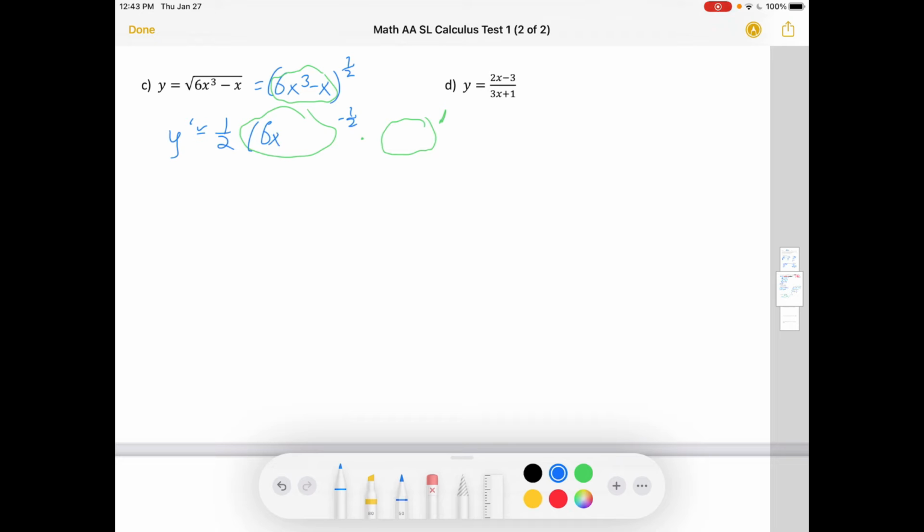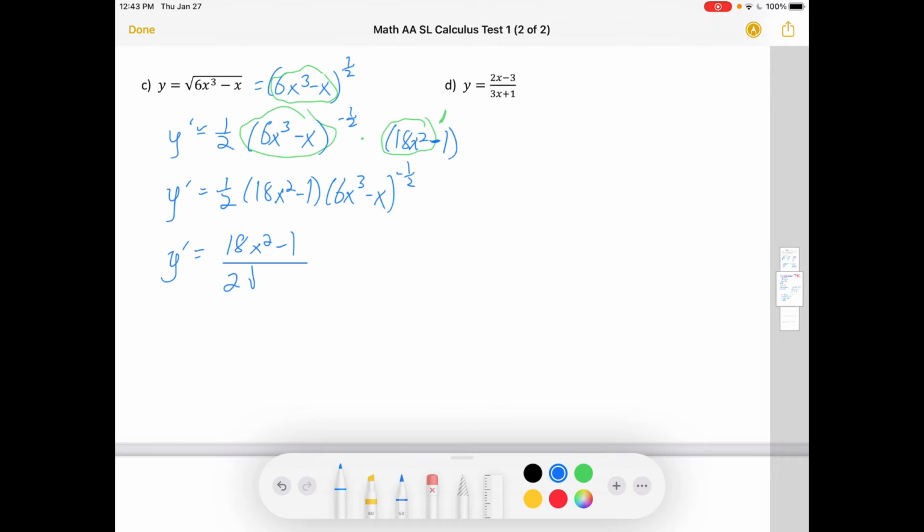Let's just sub in what we know these things to be. The glob does not change. And then this is going to become 18x squared minus 1. Okay, so that's going to give us 1 half. It's frankly probably okay the way we just had it there. 18x squared minus 1, 6x cubed minus x to the negative a half. Or in radical form, 18x squared minus 1 all over 2 root 6x cubed minus x. Okay, either one's fine. This is good.